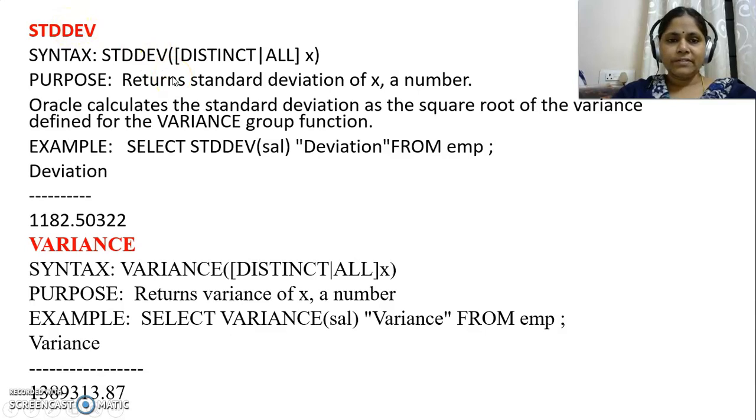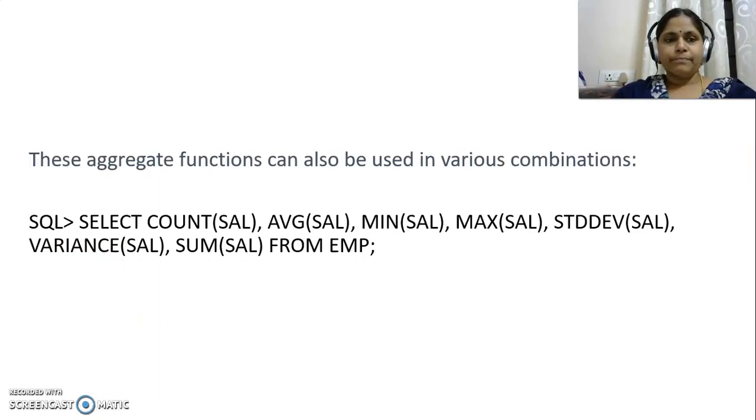We are all familiar with standard deviation and variance in mathematics. Standard deviation returns the standard deviation of a particular number. It calculates the mathematical formula and gives the result. Similarly, variance also does the same.